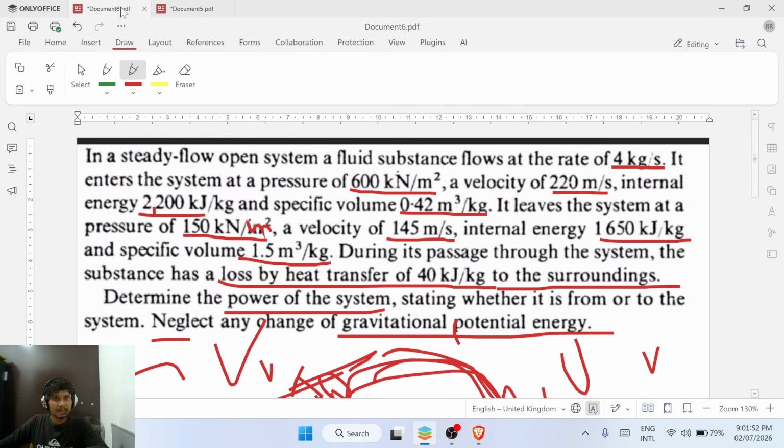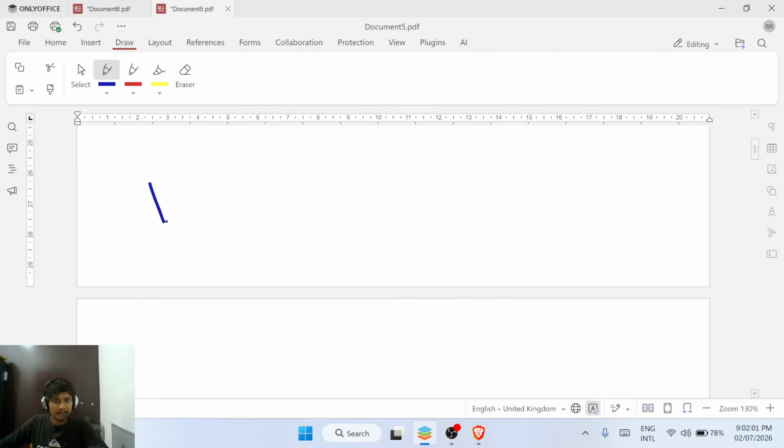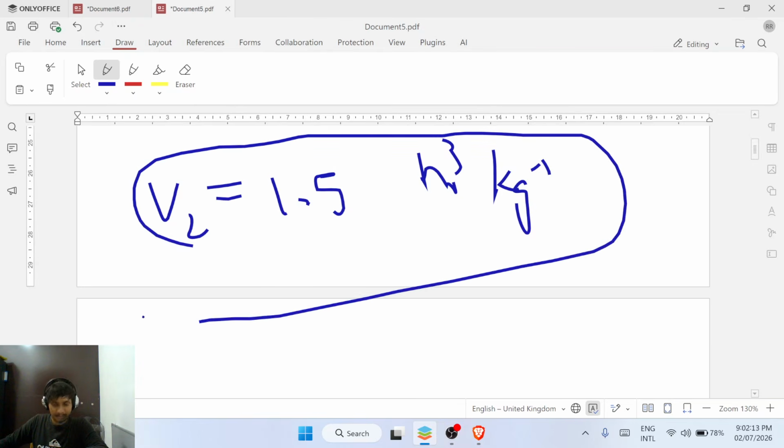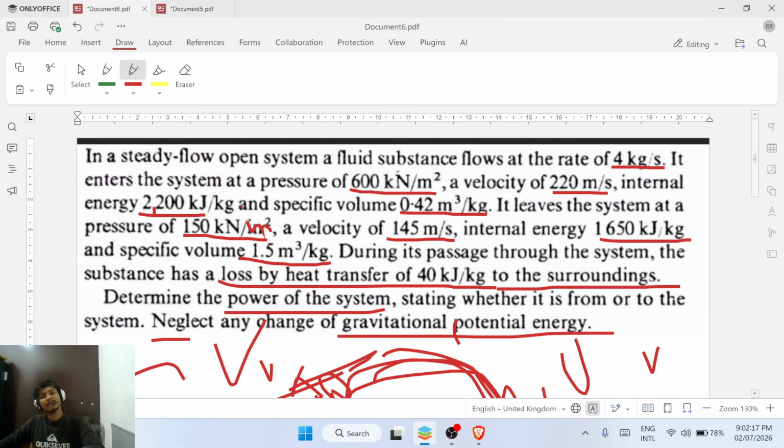Now we have to find the specific volume. Specific volume is 1.5 meter cube per kilogram. Therefore, V2 is equal to 1.5 meter cube per kilogram. We have now written all the aspects mentioned in the initial stage and final stage.